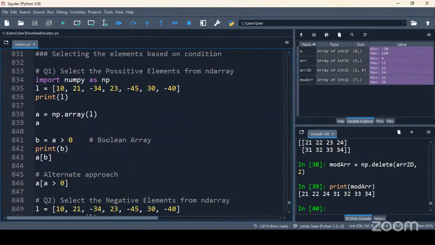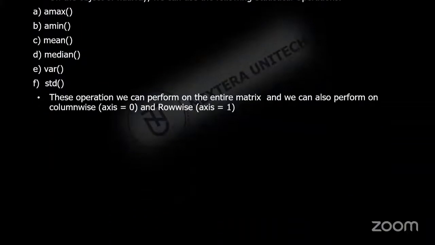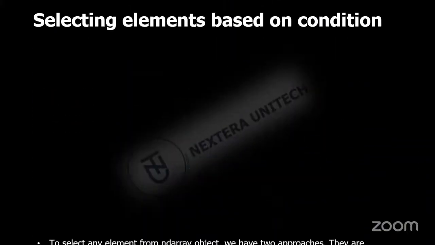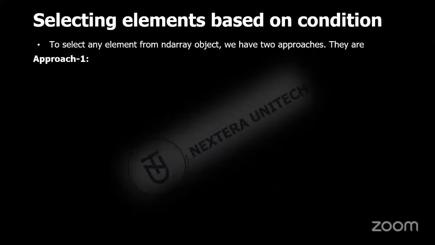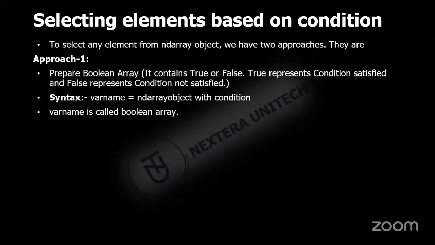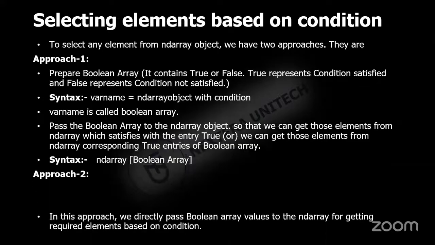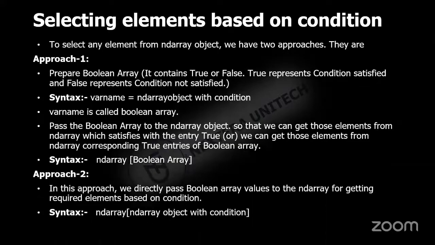Based on the condition, we can also select the elements. That is possible. So for that we have two different approaches. Let us understand both the approaches, then we'll go for the hands-on. Okay, right. How can we select elements based on the condition? For that we have two approaches.